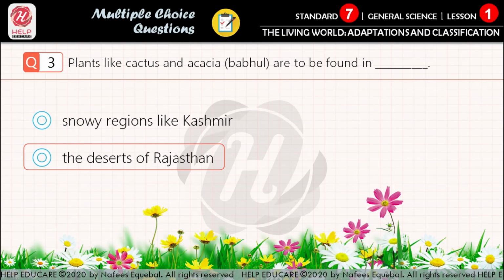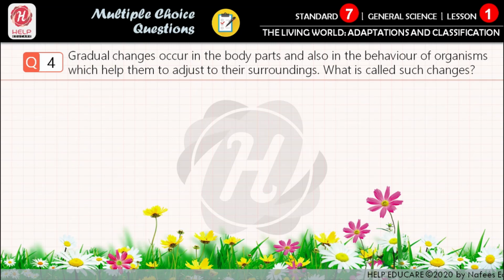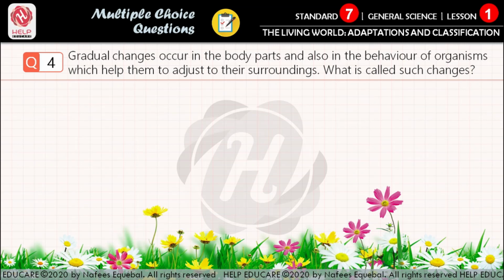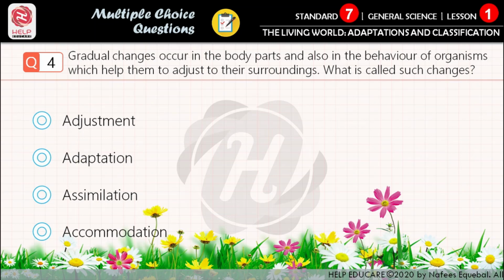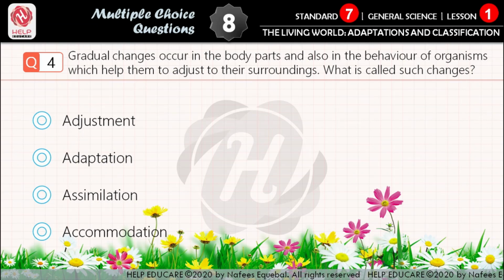Question number 4. Gradual changes occur in the body parts, and also in the behavior of organisms, which help them to adjust to their surroundings. What is called such changes? First option, adjustment. Second option, adaptation. Third option, assimilation. Fourth option, accommodation. Correct answer is adaptation.